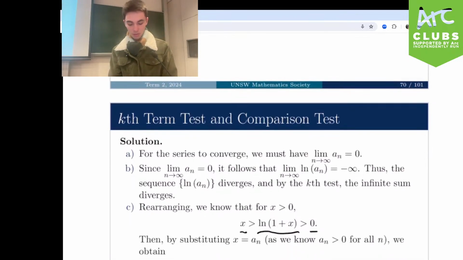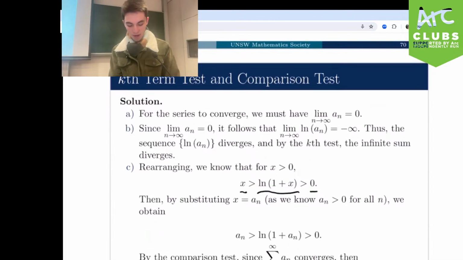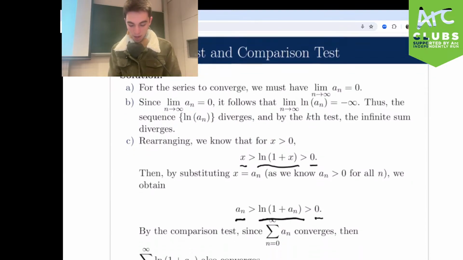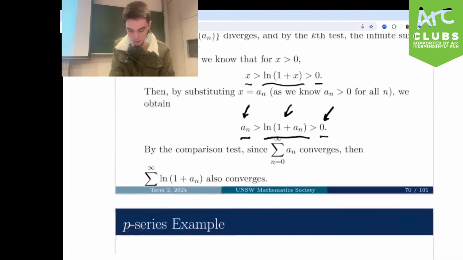And because we've already defined x to be positive, we can substitute an into x, and we arrive at this inequality, right? That an is going to always be larger than the natural log of 1 plus an, which is always larger than 0. And this is just a case of the comparison test, right? We've got the terms of a sequence bounded between the terms of a larger sequence and 0, okay? And because we already know that the series of an converges, then this smaller series also has to converge. And that's the answer. Okay.